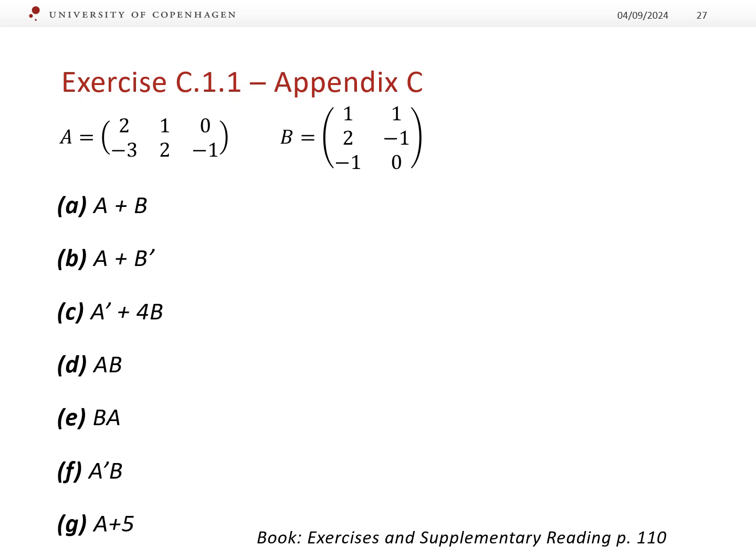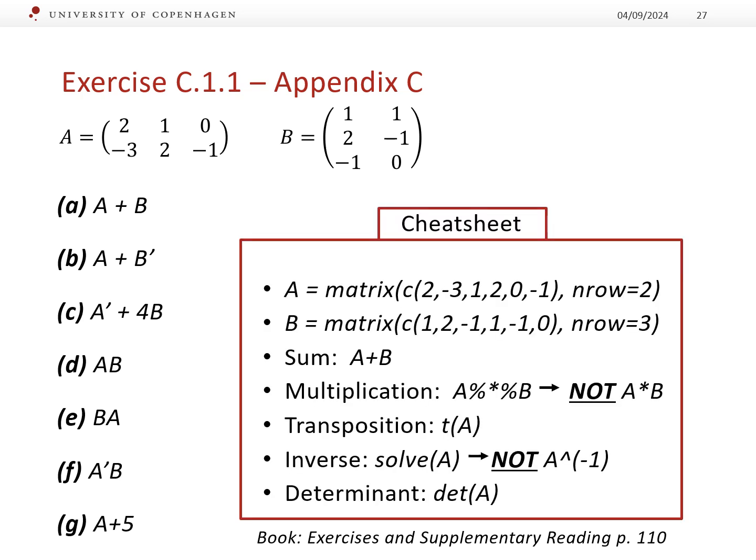Well, it's time for some exercises now. This is exercise C11 from the book I listed in the beginning. You can, of course, do everything by hand, but the idea here is that you implement these operations in R. Since for some this will be their first contact with using matrices in R, I have added a cheat sheet with some coding hints.